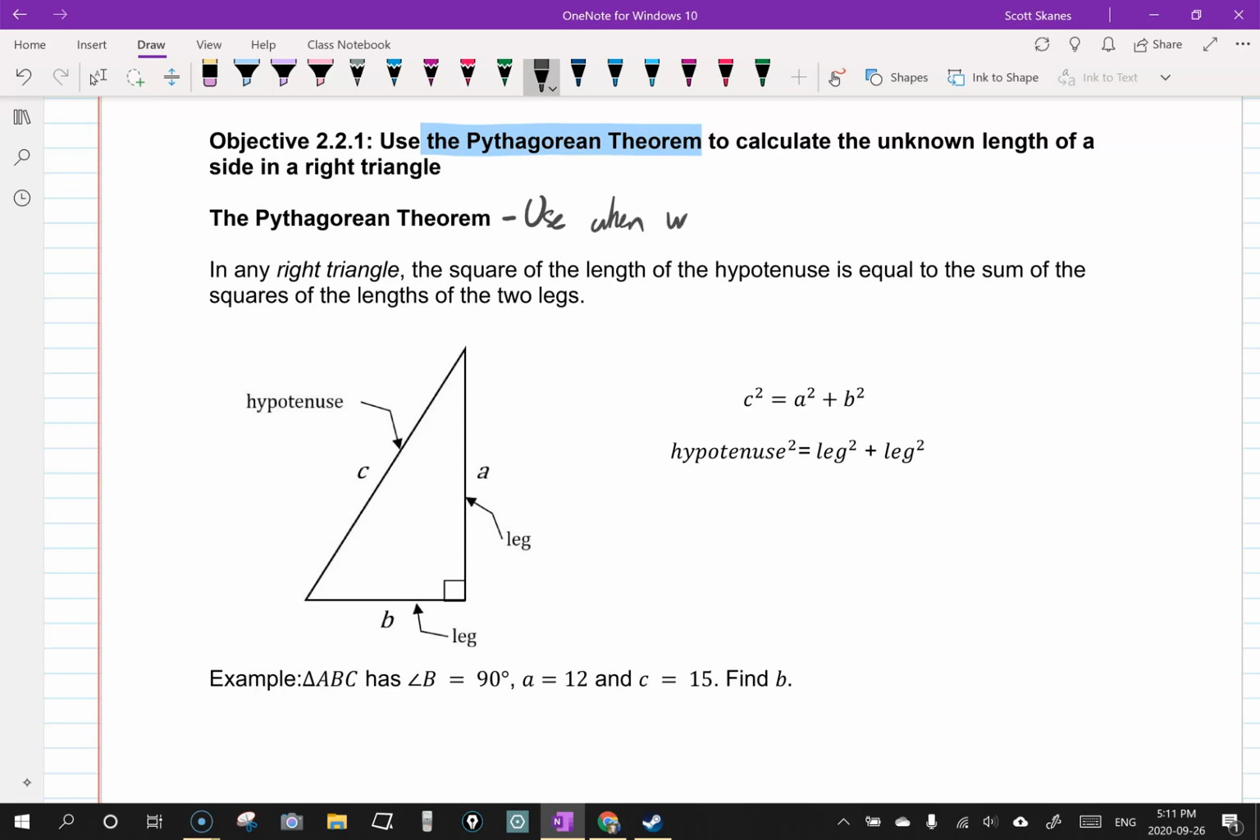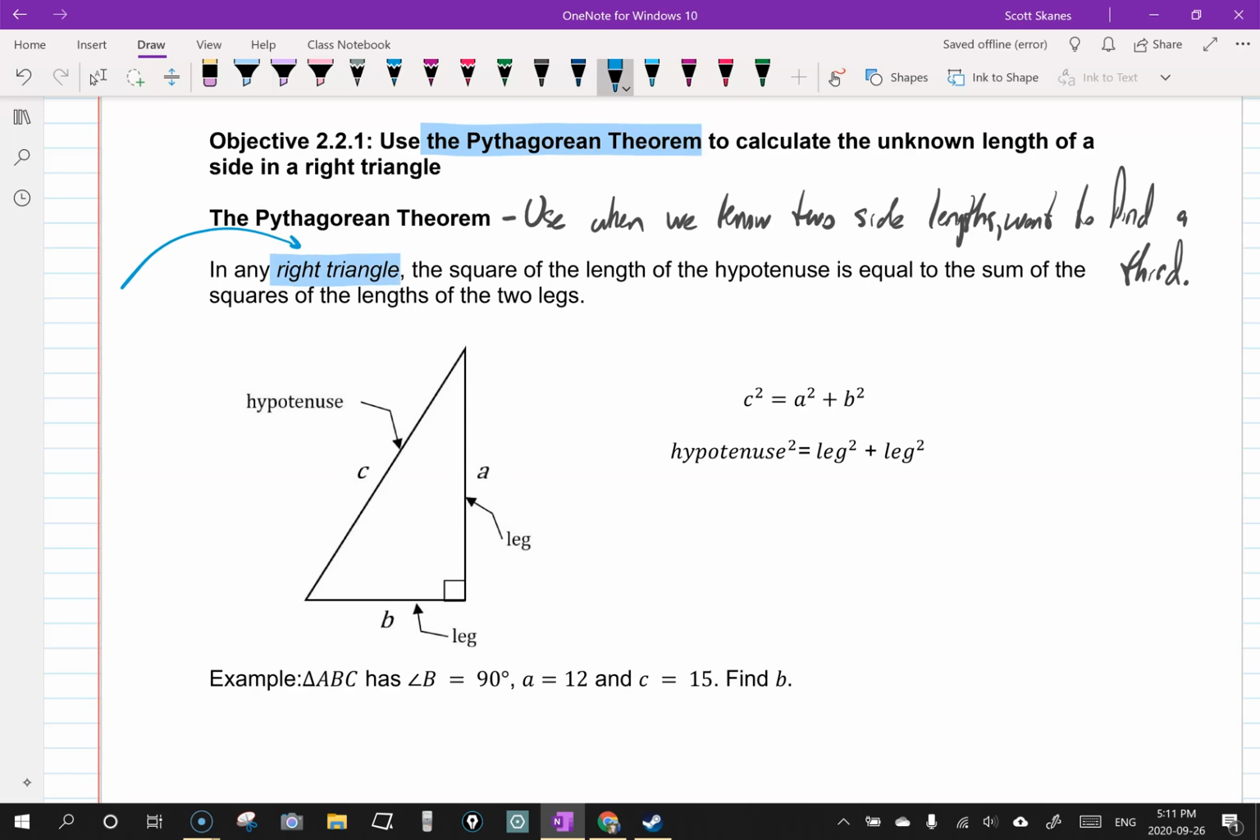when we know two of the side lengths and we want to find a third side length. So let's be super clear here. It says in any right triangle. Okay, let's not go anywhere else. It must be a right triangle.